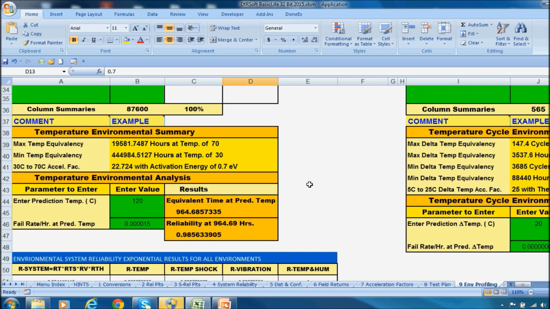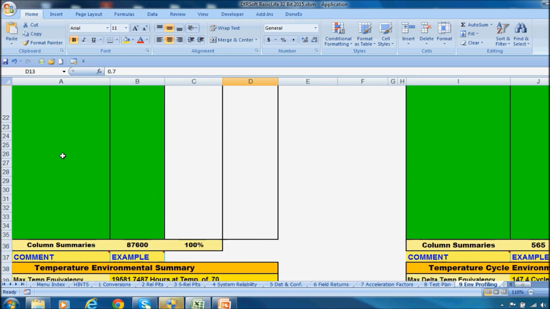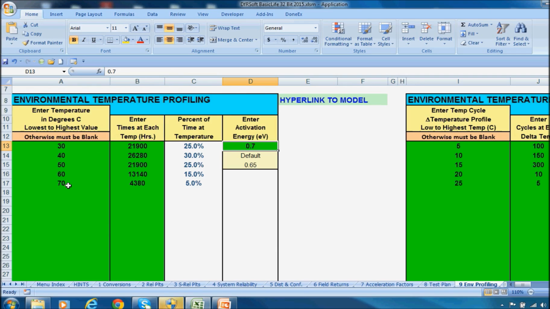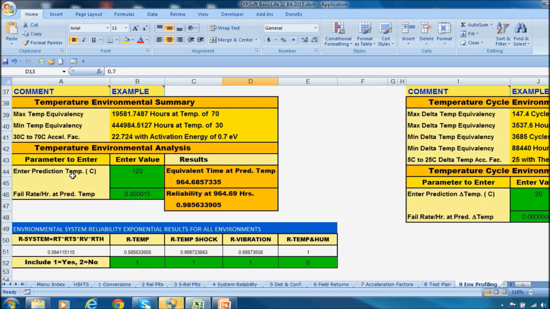The first thing you'll notice is that it gives you an equivalency for the high and the low temperature that you entered. We entered 30 to 70. It says that if you were at 70 degrees C the whole time, it would be equivalent to 19,000 hours, whereas if you were at 30 degrees C, it would be equivalent to 440,000 hours.